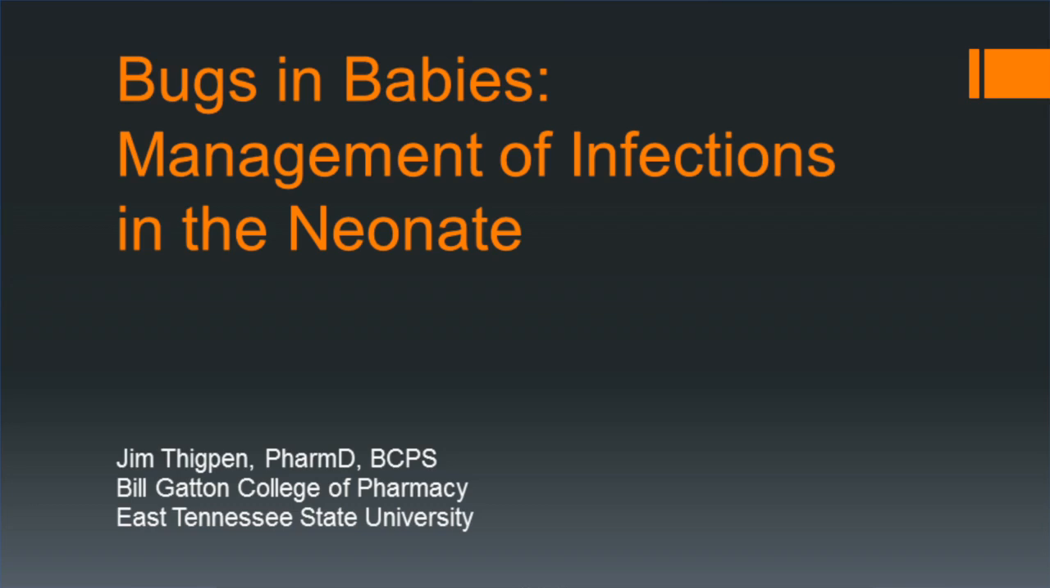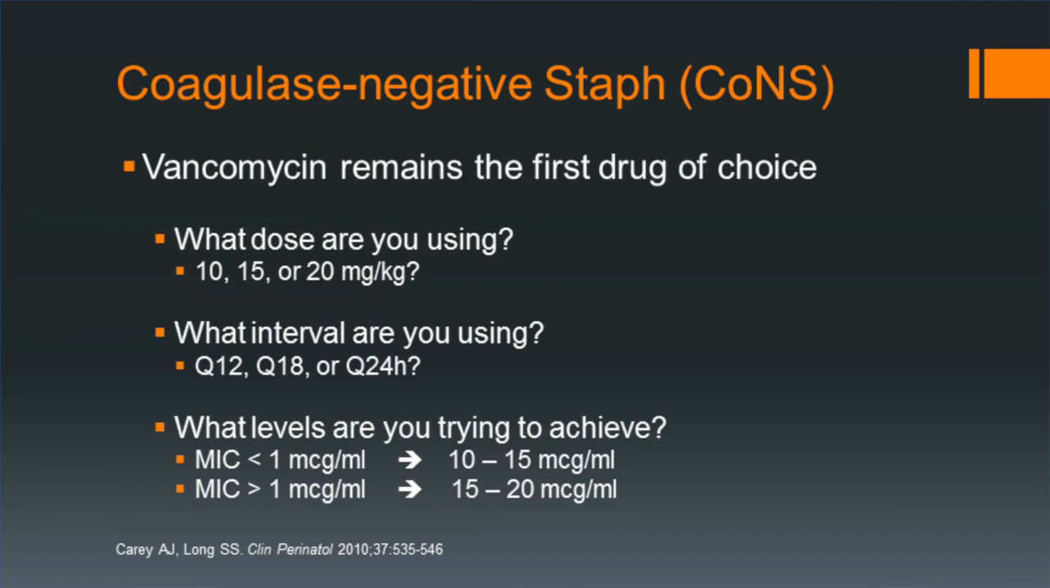I'm providing you a shortened, highlighted version of my larger presentation entitled Bugs in Babies, which is Management of Infections in the Neonate. So just to hit a few of the highlights from the talk, Coag-negative Staph is definitely the most commonly seen infection in the neonatal population, especially in late onset sepsis. Vancomycin still remains the first drug of choice.